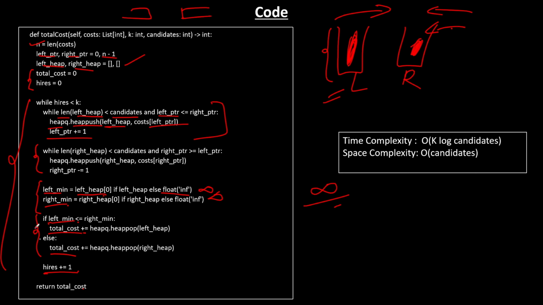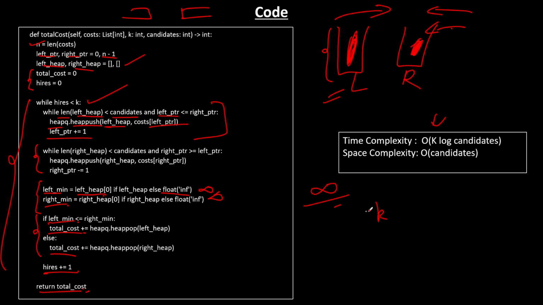Now, the time complexity comes out to be k log candidates. Why k log candidates? Because this k comes from this while loop. If you can see, we are just going up to the value of k. Now here, k could be, as given in the constraint, from 1 up to the cost length. So this k could be n also or 1 also, from constant to n. That's why, to make it much more understandable and clear, I have written k here, because we are going up to k hires.